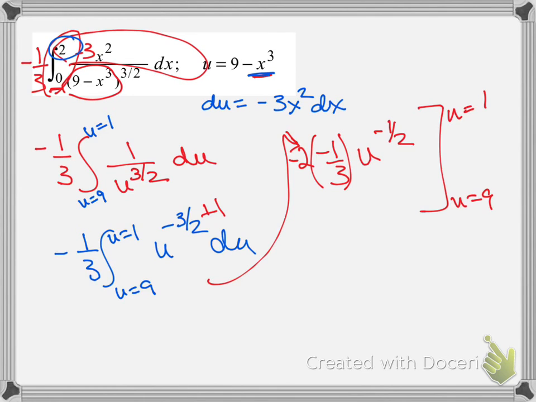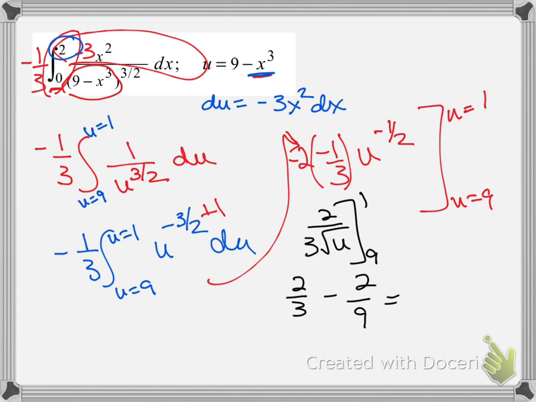So simplifying the fraction, I have a positive 2/3. I'm going to move the u to the 1/2 back to the bottom, which is really a square root of u. You don't have to write it that way. Plugging in the 1 first, I get 2/3 because the square root of 1 is 1. Plugging in the 9, square root of 9 would be 3, so it's going to be 2/9. And 2/3 minus 2/9. Get a common denominator, multiply by 3. So it's 6/9 minus 2/9, or 4/9. Okay, let me check my answer, but I'll go back through it, make sure that works.